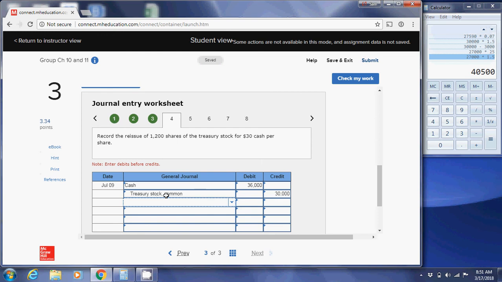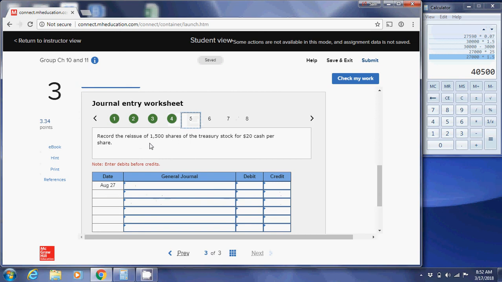And then what do we have? We have something left over. Well, that's always going to be paid in capital. But in this case, it's going to be paid in capital in excess of treasury. Where is it? We're going to have to find it. There it is. Paid in capital on treasury stock, and that's going to give us an extra $6,000. Again, remember, we're selling for 30, but we had originally purchased it at 25, and that's why we needed to calculate this addition. We have to take it off the books at the same price that we paid for it.